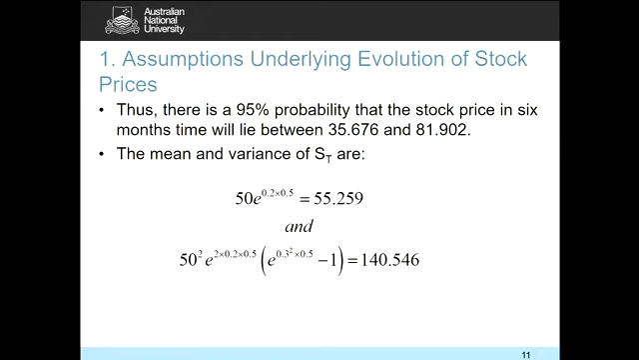And then the bottom formula is my standard deviation: spot price squared, e to the power of 2 times expected return of 20% times half a year, and then in brackets, e to the power of my standard deviation of 30% squared, times half a year, minus 1, to give me 140.546. That's the variance. You'd find the square root to give you the standard deviation. Okay, so the standard deviation is about $12. So that gives you a range, about $12 within that particular mean.